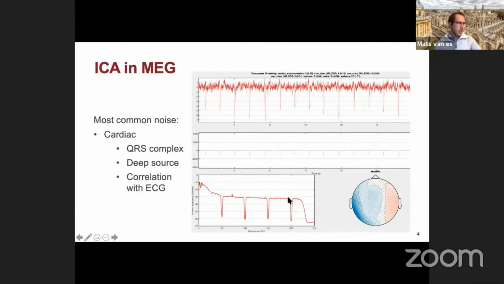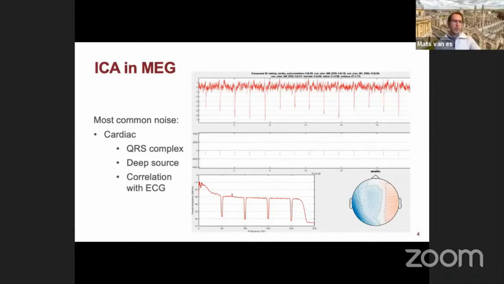On the left, you can see the power spectrum, which I generally don't use so much for hand labeling my components, but you could use it as well. And the middle row shows the ECG, which was recorded as well during this experiment. The ECG can be used quite well for automatically recognizing cardiac ICA components. But the issue is that sometimes ECG is not being recorded, or the recording is bad, and then you still have to look at the data manually yourself.